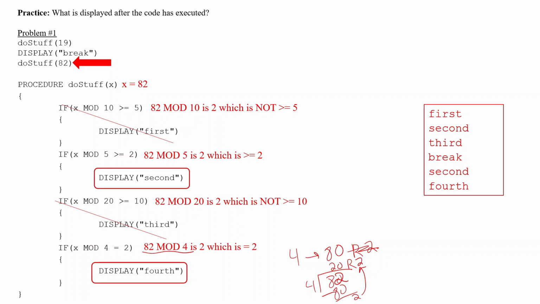Okay, and that's what gets displayed because when I reach the end of the procedure here, I go back up and there's no more lines of code, right? There's the procedure definition, which again, it doesn't run unless it has that procedure call.